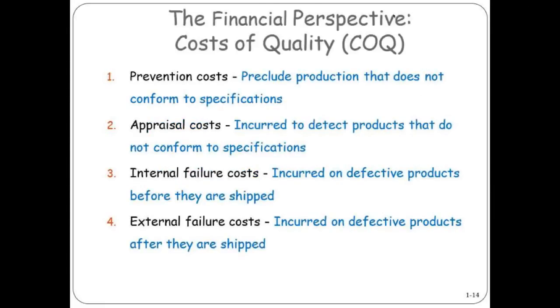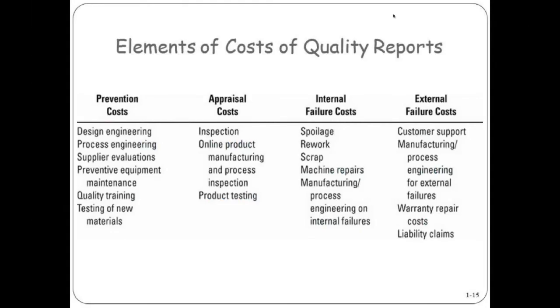Let's look at the financial perspective first as it relates to the 4 categories of costs. Some examples of each. Preventative costs are those things you put into your processes to prevent quality problems. So you're looking at engineering, equipment maintenance, training, and testing of anything that you're doing new. Appraisal costs are really about product testing and inspection.